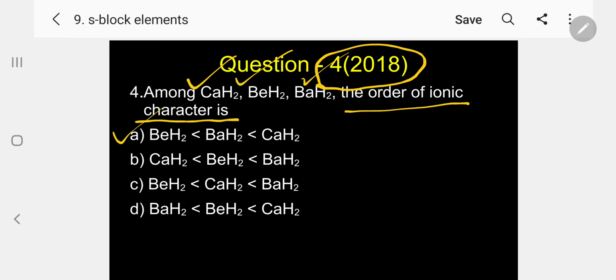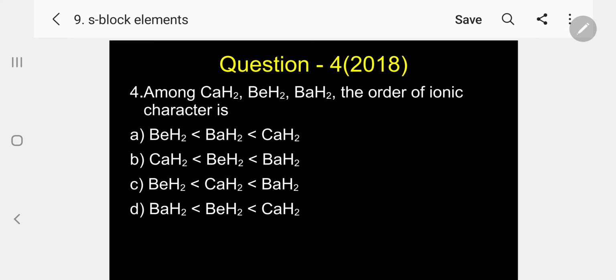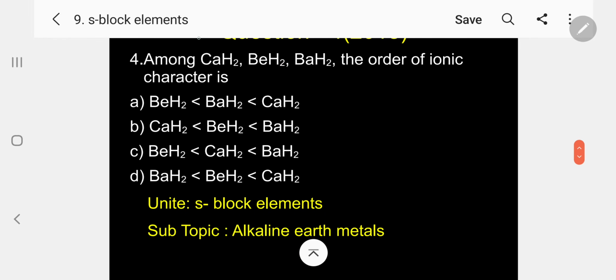There are 4 options given, A, B, C, D. You have to arrange the order accordingly; I will discuss it in the solution. First, the introduction. This question is asked under s-block elements, specifically the subtopic alkaline earth metals. All questions are asked only from the second group. From the first group they have not yet asked even one question.